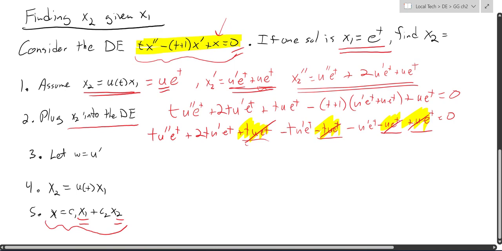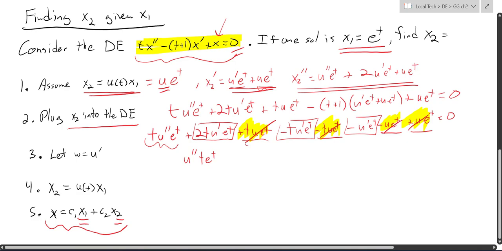Now I'm left with my u double prime terms. So I'm going to organize those. I'll write u double prime t e to the t. I'm going to consolidate all my u prime terms. Here's a u prime term, here's a u prime term, and here is my last u prime term.